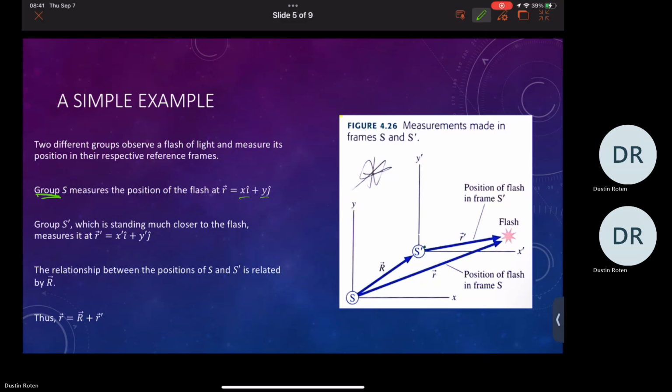Okay, but now group S prime, they're here in this reference frame. Okay, so they have a Y direction, X direction. Now they measure this flash of light over here with some X and Y coordinate. Okay, so group S prime, I'll do that here in orange. They measure the exact same flash, but they're standing somewhere else and they're using a different origin.